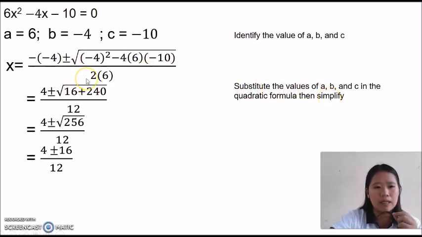And then, substitute the values of a, b, and c in the quadratic formula, then simplify. So, ito na siya. In-input na natin yung value ng a, b, and c sa ating quadratic formula. So, we have now x equals minus negative 4 plus and minus the square root of negative 4 raised to 2 minus 4 times 6 times negative 10 all over 2 times 6. So, that is equal to, ito magiging positive 4 na siya, plus and minus the square root of negative 4 raised to 2 is positive 16. We have also 4 times 6 times negative 10, that is negative 240. Pero minus negative 240, that is equal to plus 240 all over 12.